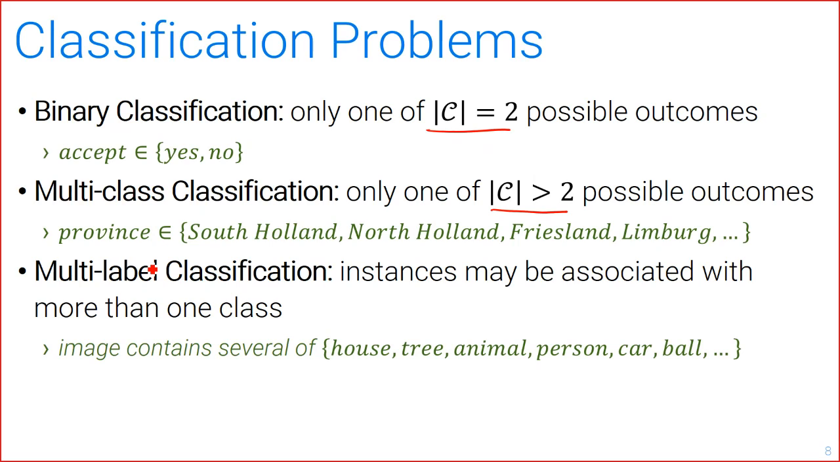There are other cases in which we have what we call multi-label classification, and that is the case in which a particular instance, an observation, is actually associated with more than one class. So for example, if we are trying to classify images, we have a very large vocabulary, and actually what we say is that an image contains several of houses, trees, animals, persons, car, ball, whatever. So the point is to assign multiple classes to the image, and it's just about predicting what objects we have in an image. This is a classification problem in which we assign more than one class to one instance.